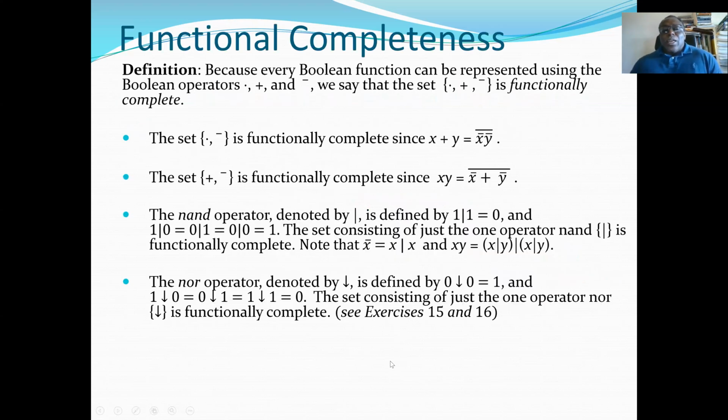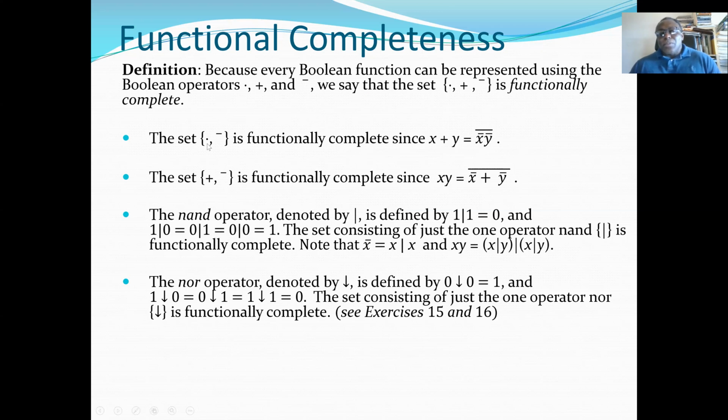So next we move to functional completeness. Here we say that because every Boolean function can be represented using Boolean operators, such as the product, which is normally the period in the middle, or the plus, or the invert or complement. Again, because every Boolean function can be represented using the Boolean operators plus, product, and complement, we say that the set product, plus is functionally complete.